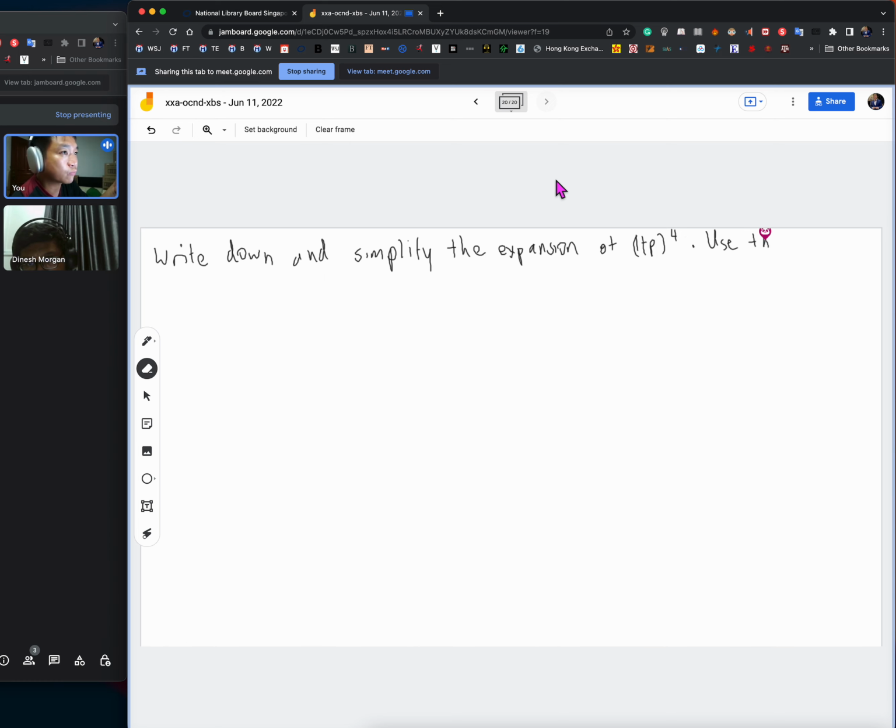We solve questions. Write down simply the expression and use this result. This one looks like the question just now already. Find S.